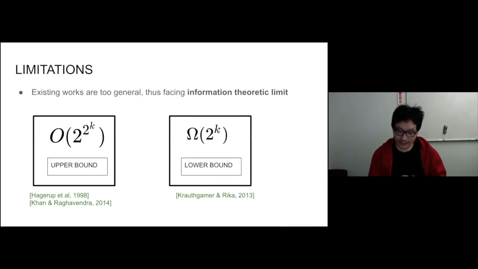Okay, so in general, the mimicking network or the sparsifier that I just defined, the problem with it is that it's too general, because you want to preserve all the cuts, and therefore it faces an information theoretic limit. There is an upper bound of 2 to the 2 to the k, where k is the size of the terminals. So it is shown that a mimicking network of double exponential size exists, but there is also a lower bound of 2 to the k. So basically, this bound is pretty bad in terms of k, and it doesn't give the applications that we want.